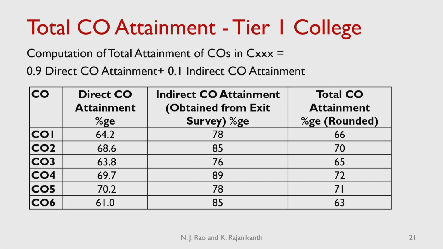Determine the direct CO attainment from CAE, determine the direct CO attainment from SEE, combine these two in appropriate weightage to get total direct attainment. Combine that with indirect attainment in appropriate proportion to get the total CO attainment. That is how the calculations are done, and this obviously can be done by a tool if a tool is available, or this can be easily done in some kind of a spreadsheet like Excel.